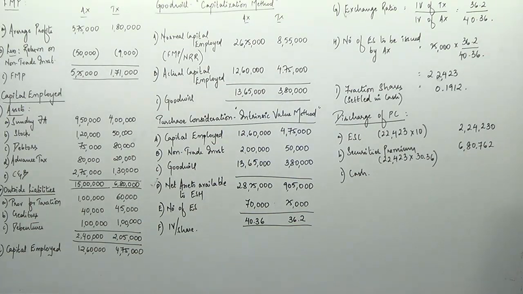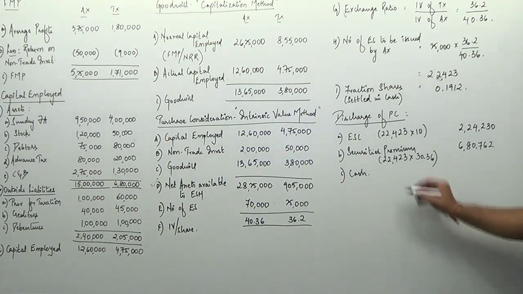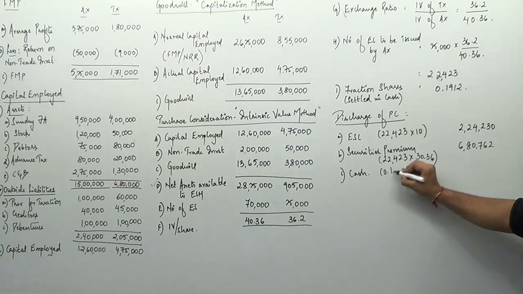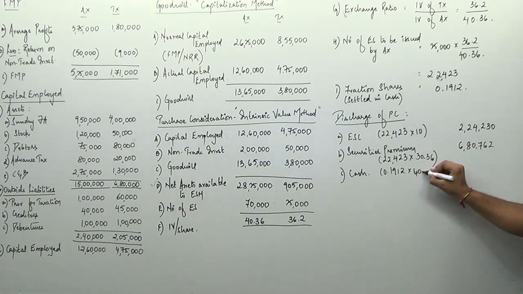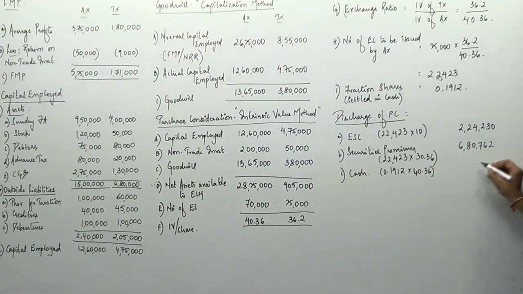Round it off, guys. 6,80,762. Cash: 0.1912 into issue price per share, 40.36. It should be equal to 8.